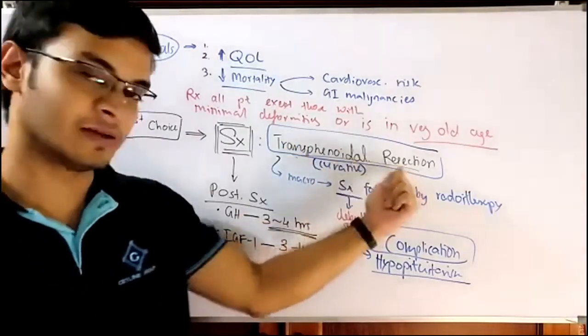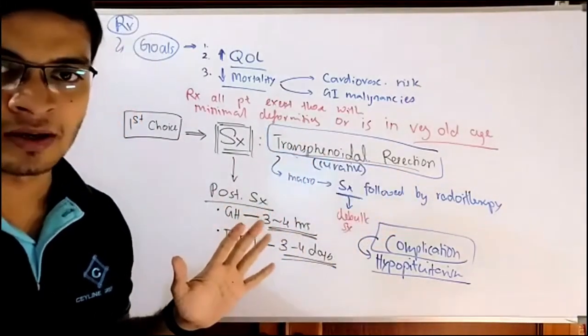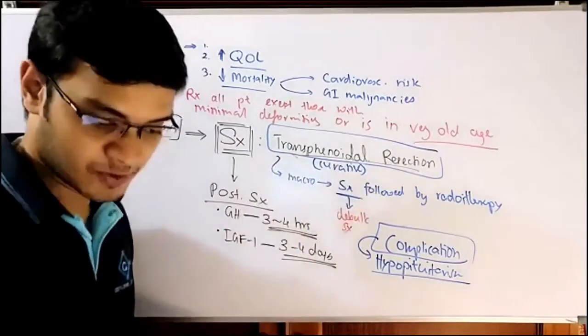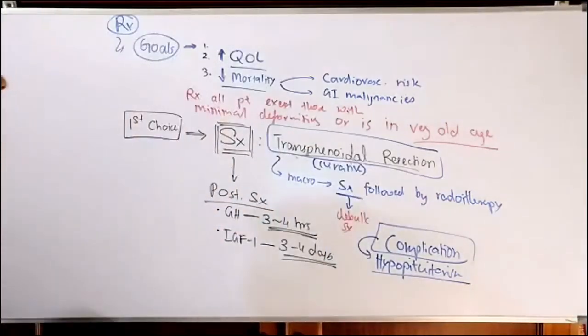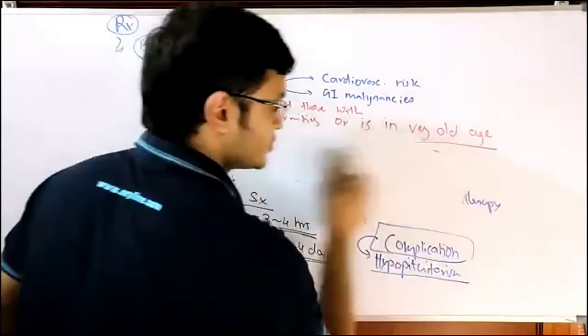But this is the choice, guys. This is our first choice, transsphenoidal resection. Because this is curative. It helps cure the disease. You all can keep writing. I will erase this. I don't have enough space. Second choice. Yes.